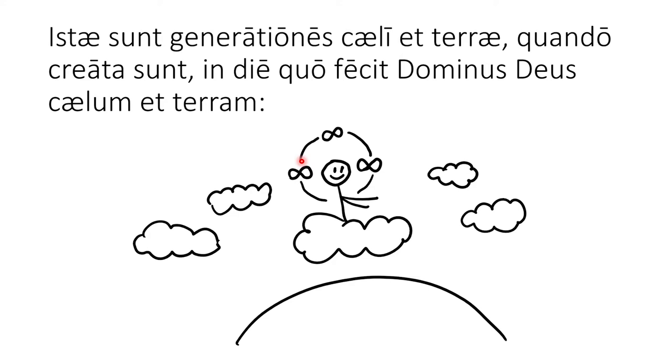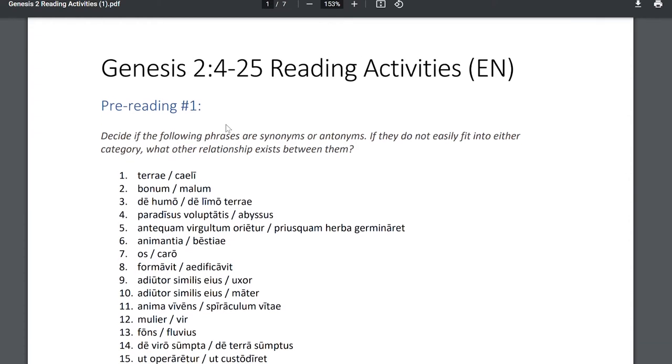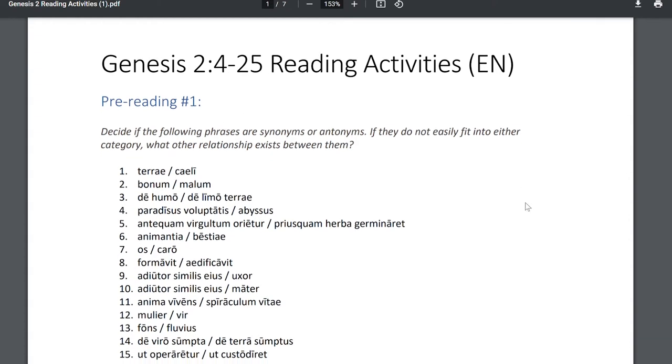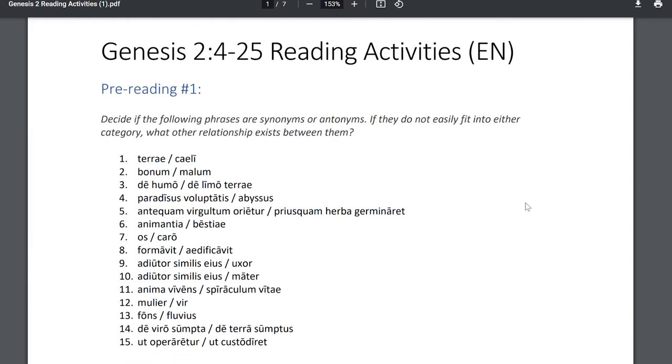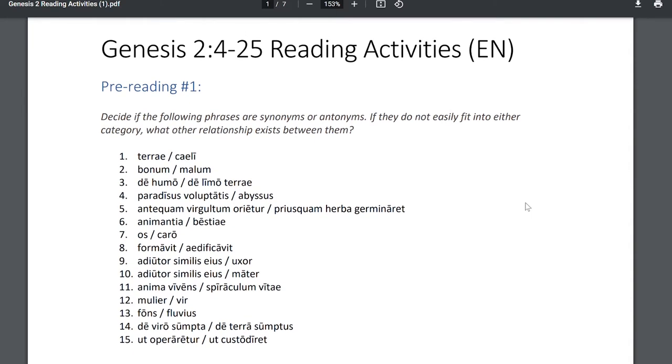We're going to read Genesis chapter 2 in ecclesiastical pronunciation, but first let me share the free goodies I've made to accompany this passage. This free resource provides a variety of pre-reading, while reading, and post-reading activities. They focus on helping learners process what they read and compelling them to read for meaning.